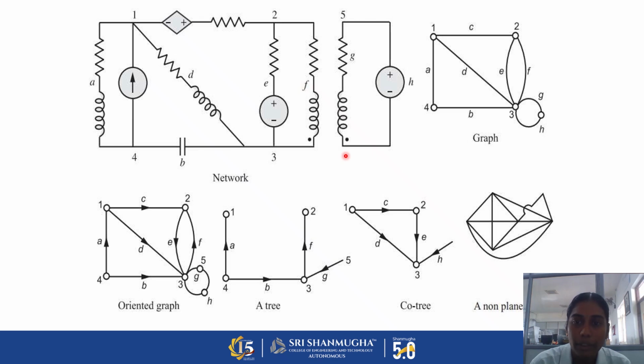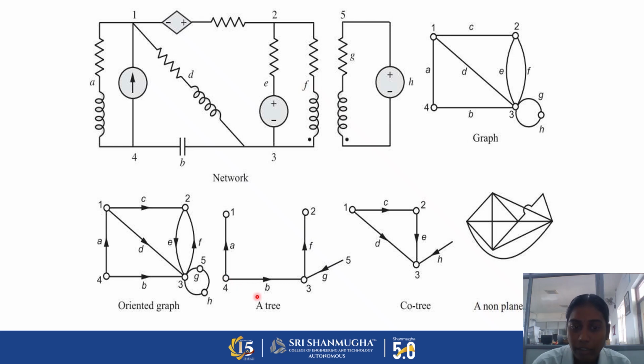Okay, consider this example. So we are going to convert this electrical network into a graph. The same way, all the components are removed and all the branches are connected to the respective nodes. So here the total number of nodes are 1, 2, 3 and 4. If a branch is connected to the same node, then it is called a self loop. So the network is converted into a graph and the respective branches are labelled A, B, C, D, E, F, G and H. From this graph, an oriented graph means the graph having the branches marked with directions.